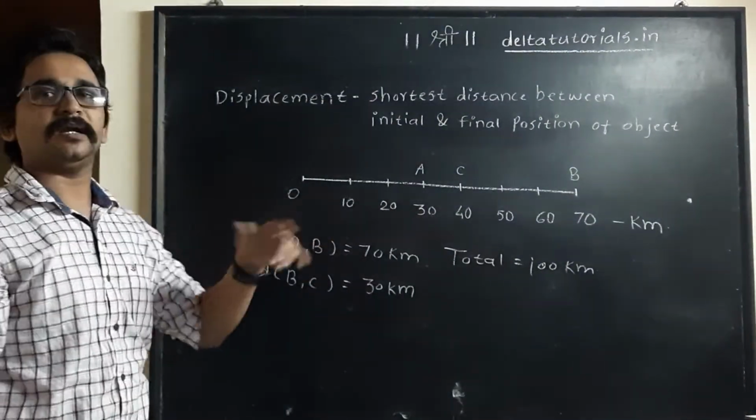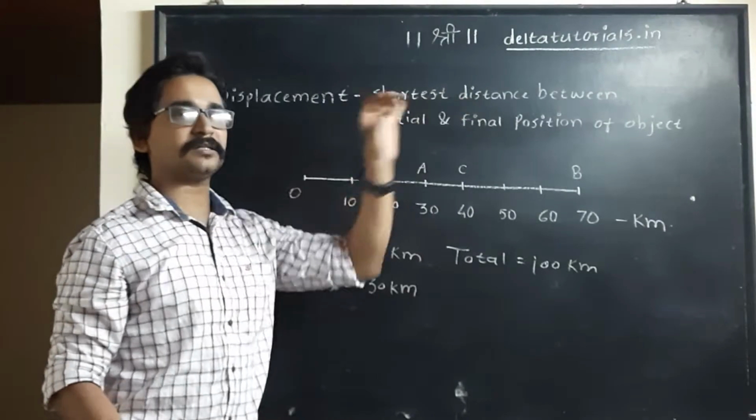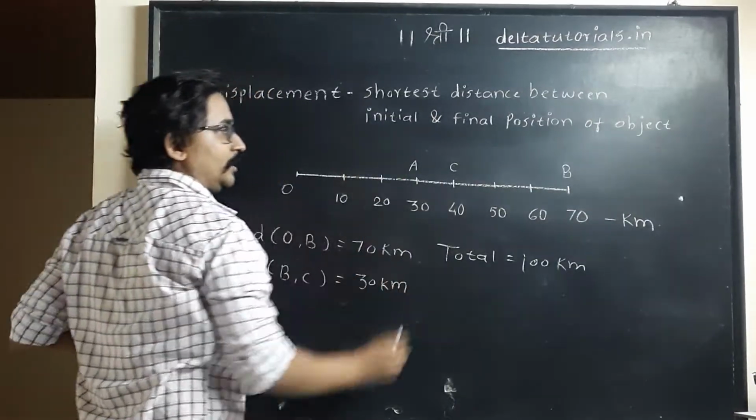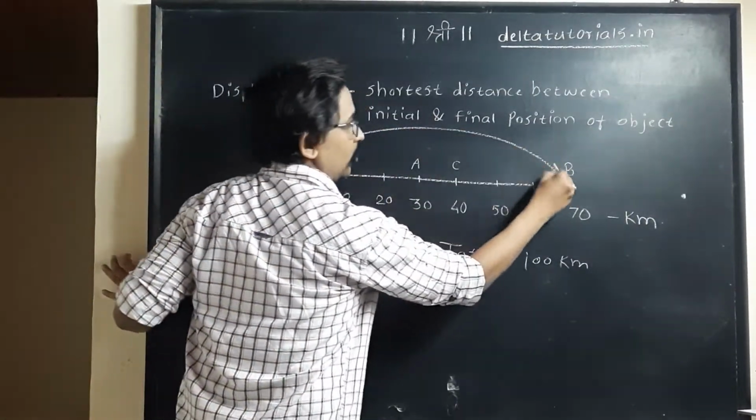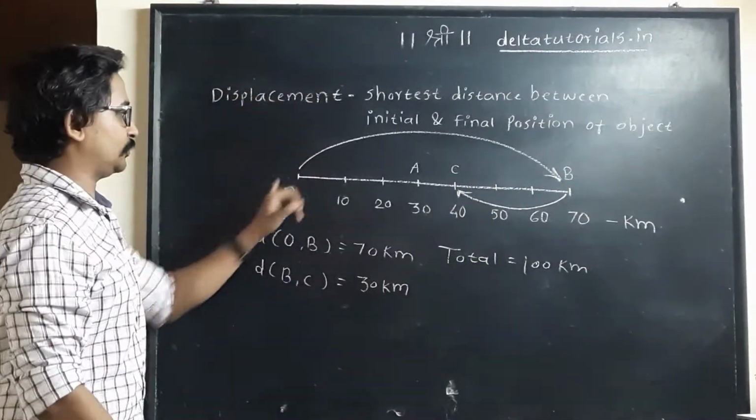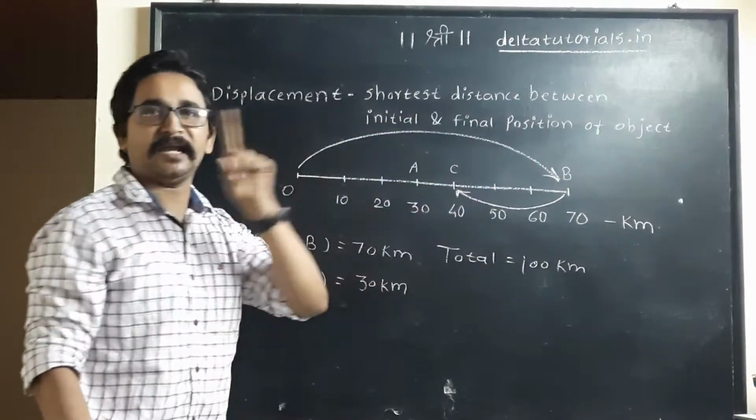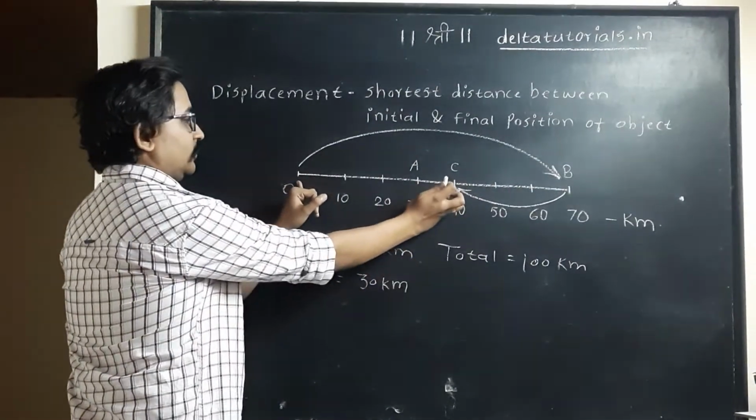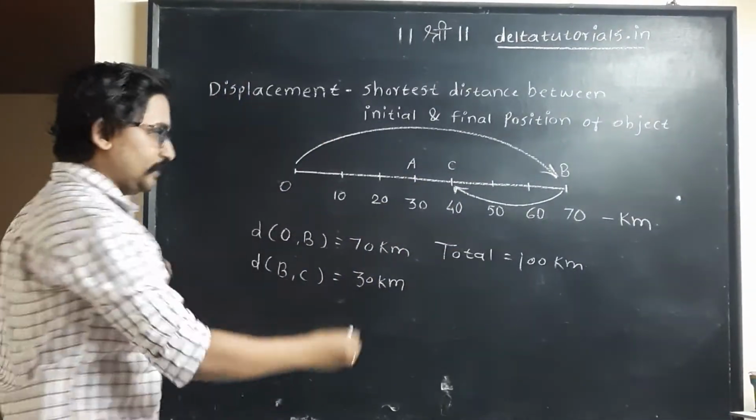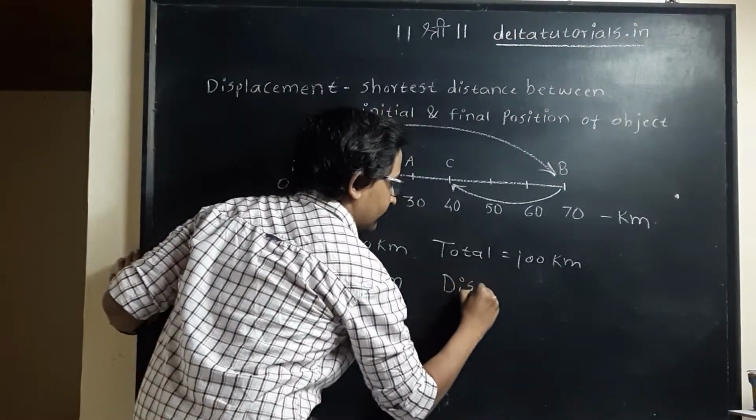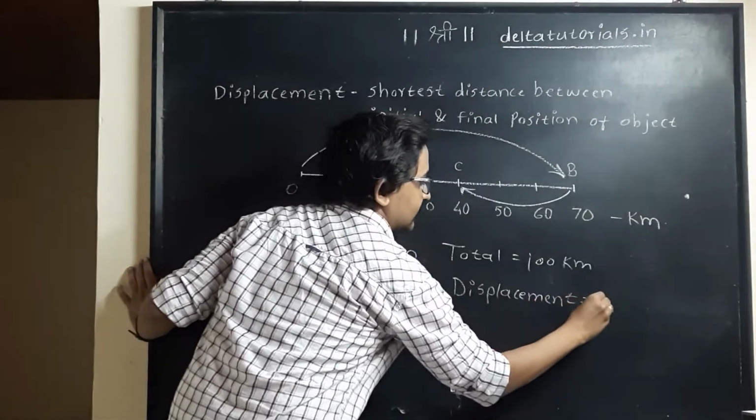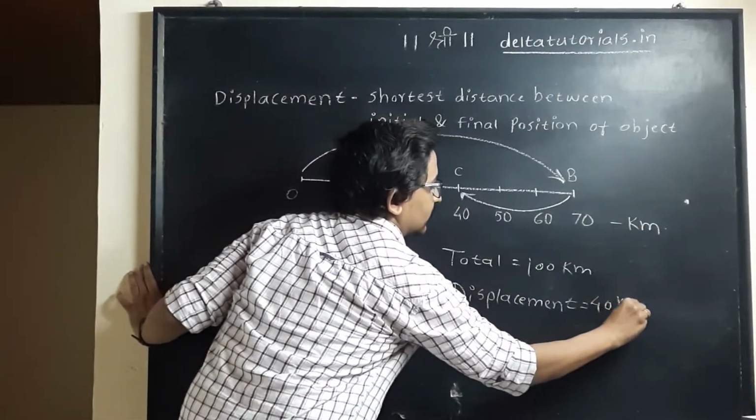As per the definition, displacement is the shortest distance between the initial point, the starting point, and the final point. From O to B the object is traveling and it came back to its final point at C. So O is the starting point and C is the ending point. The shortest distance between the starting and ending point is 40 kilometers. So in this case, displacement is equal to 40 kilometers.